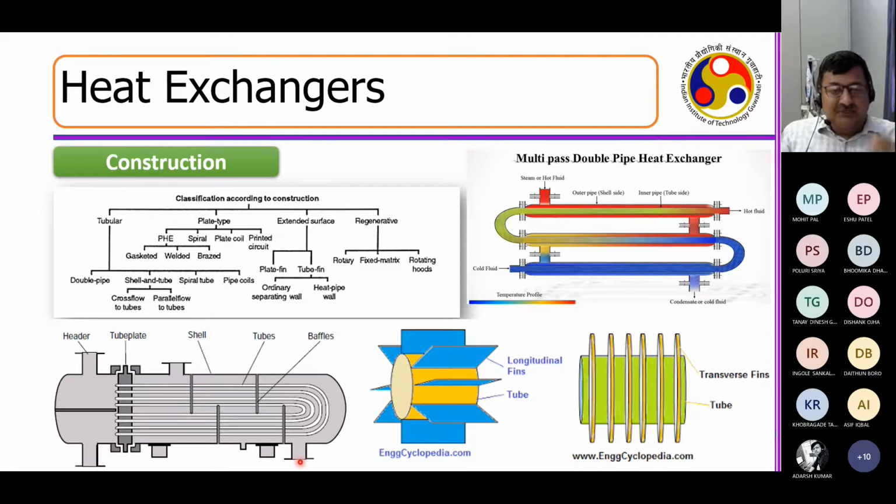So you see here, this particular part of the shell and tube heat exchanger is called the header. This is the tube plate where all the tubes are bunched. This is the shell part, these are the tube parts, and these are the baffles. So I hope it is very clear to you what a shell and tube heat exchanger is. Now suppose apart from baffles, if I tell you I want to increase the rate of heat transfer, what should I do here? Any idea?